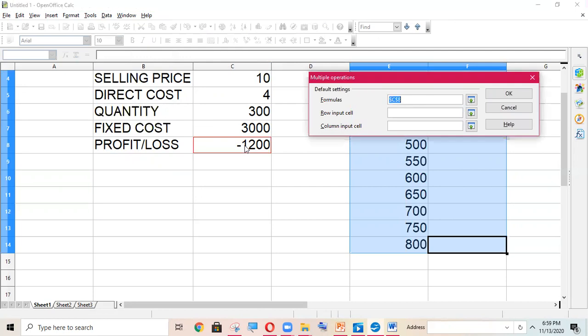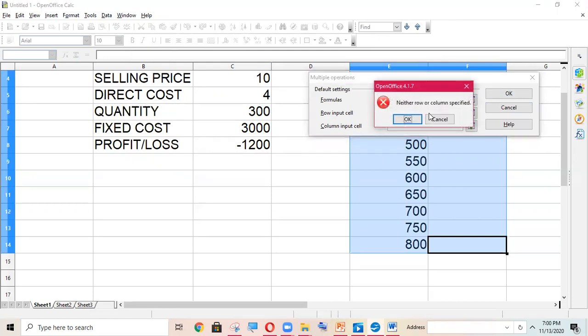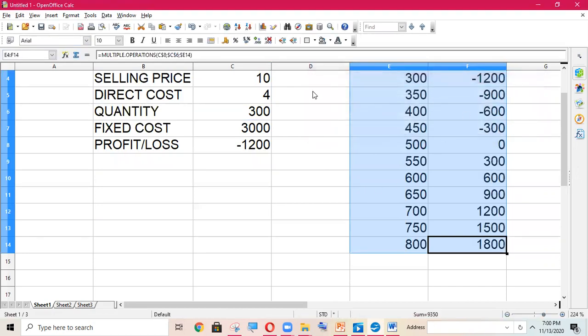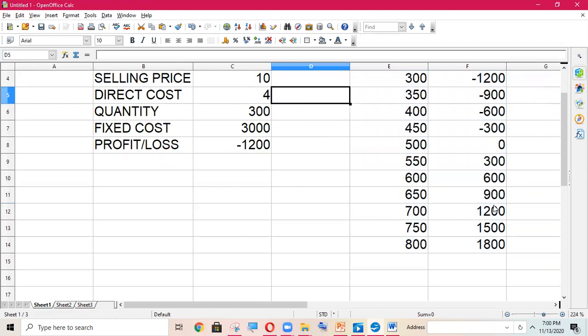So here you get. Next, you have to give at least one, whether the row input cell or a column input cell. If I click OK, it will show you an error like this. Okay. Now let me give the column input cell, which has the quantity. And I'm giving OK. So I get the loss and the profits.